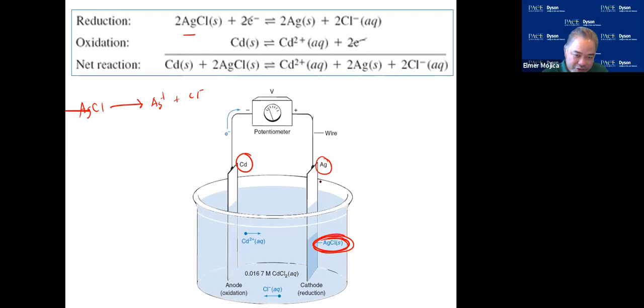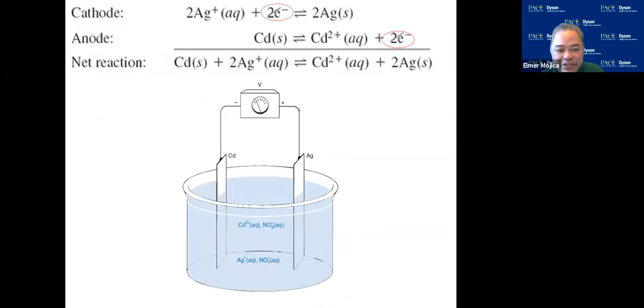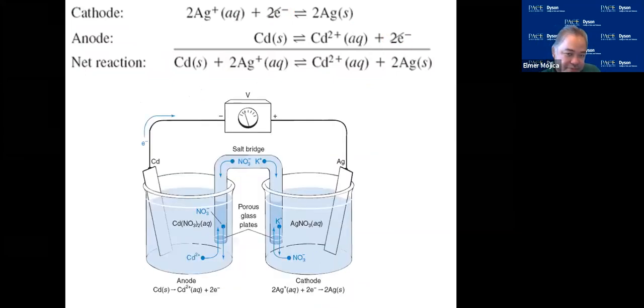But if you're going to remove that silver chloride and instead what you have is a silver ion, you're not going to have a galvanic cell. Okay. That's why you have an X here, which tells us that this reaction will not take place. Okay. Now, this is the typical voltaic cell that was shown to you when you were in Gen Chem 2.